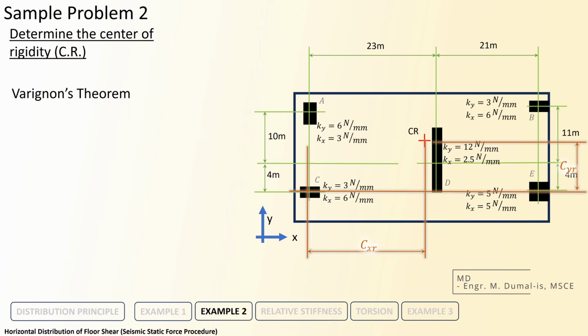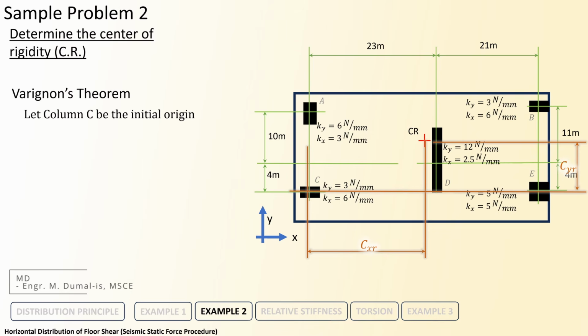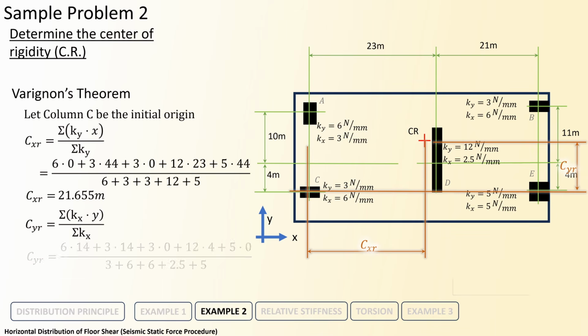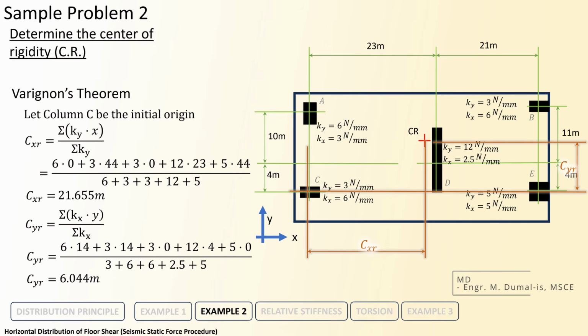Here's how it works. We start with our chosen origin, the bottom left corner of the floor plan. For each lateral force-resisting element, we multiply its stiffness by its distance from this origin. Then, we add up all those products. Finally, we divide the total by the sum of the stiffnesses of all the elements. This calculation gives us the coordinates CXR and CYR, which represent the balance point, where the lateral forces are most effectively resisted. Essentially, it tells us how the overall stiffness of the structure is distributed in both directions.